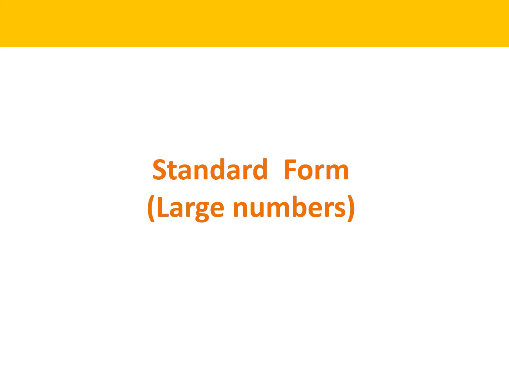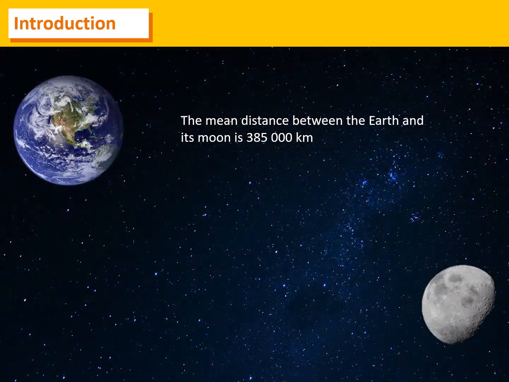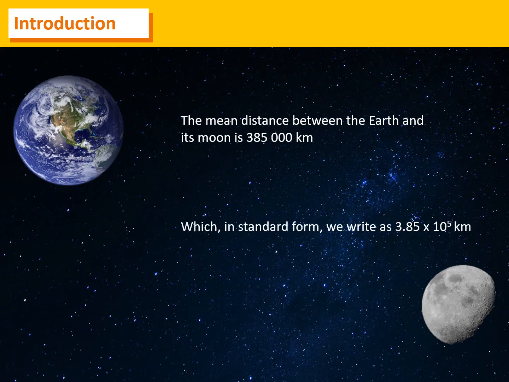Hi guys, today we're going to be learning about standard form with large numbers. Standard form is a universally agreed way of writing large or small numbers. Here's the distance in space, 385,000 kilometers. That's a huge distance. Well, they don't call it space for nothing. And we can write that in standard form as 3.85 times 10 to the power of 5.